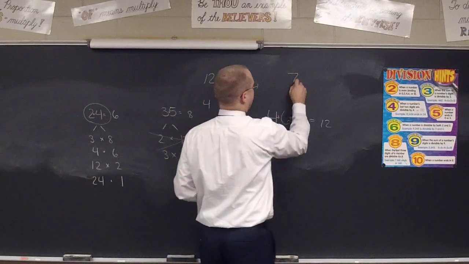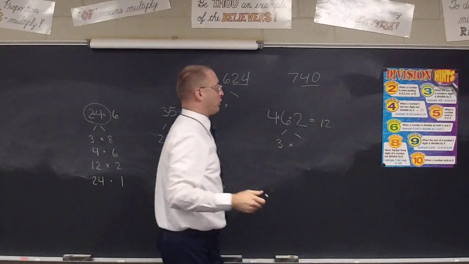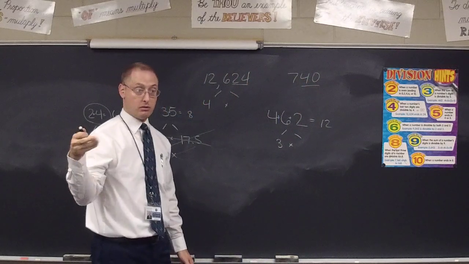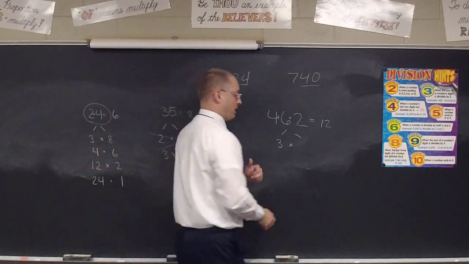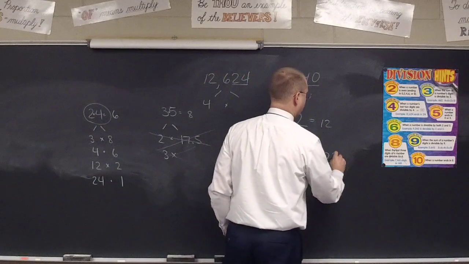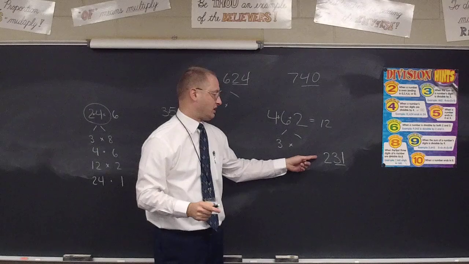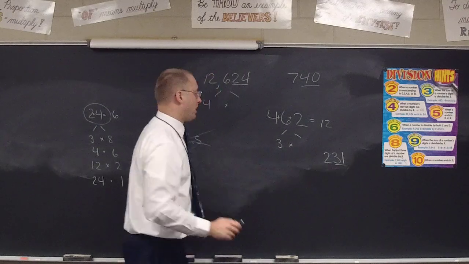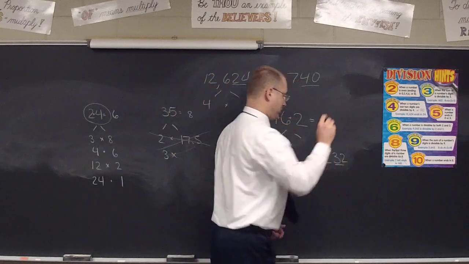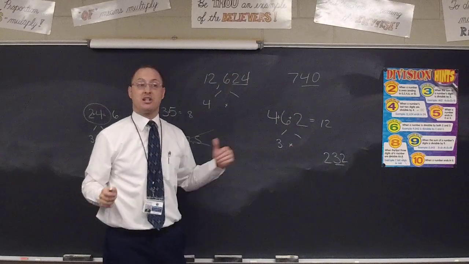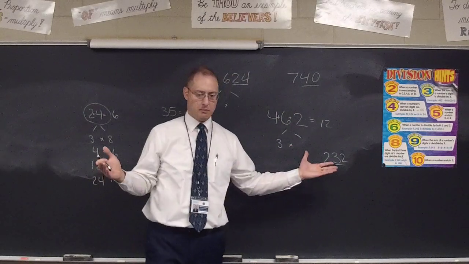If I had the number 740, does 4 go into 40? Yeah. Then it goes into 740. If I had the number 231, does 4 go into 31? No. Then 4 doesn't go into 231. What if it was 232? Would 4 go into that number? Yeah. Because 4 goes into 32. Does that make sense?